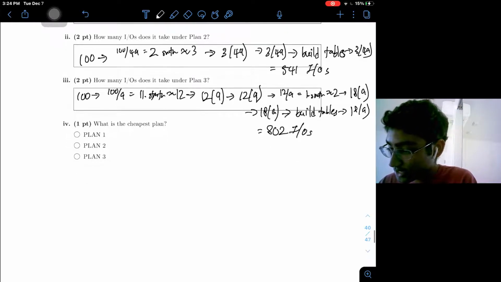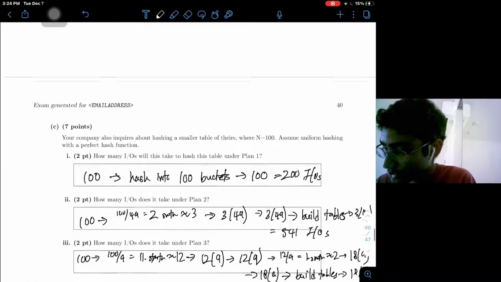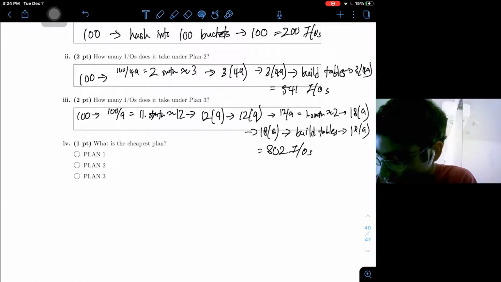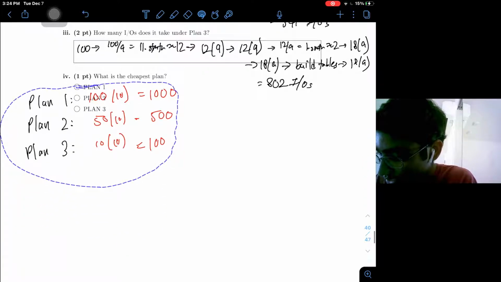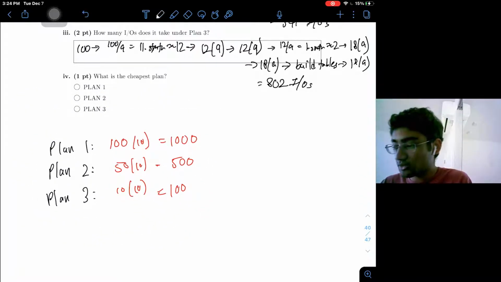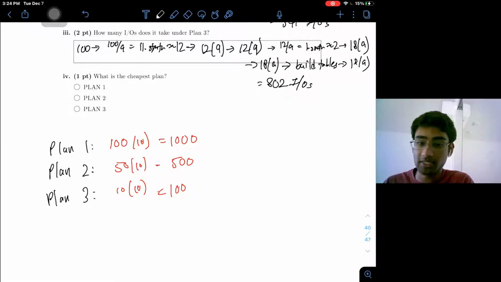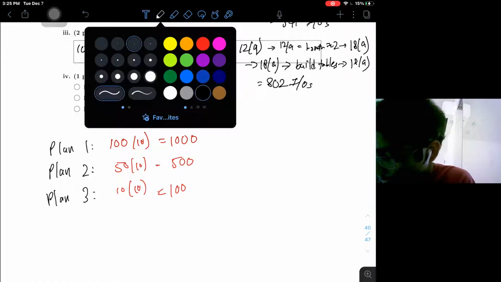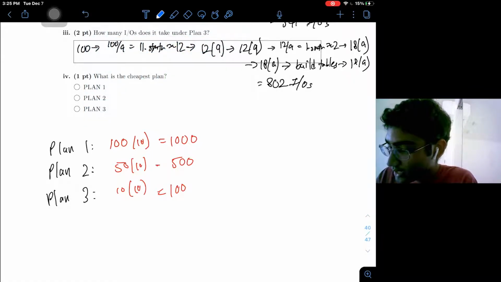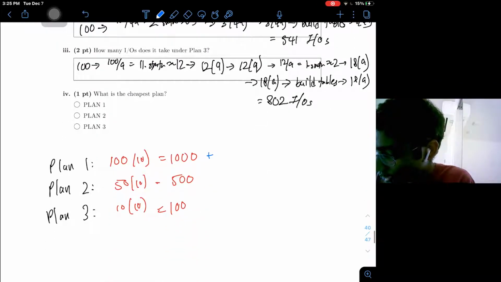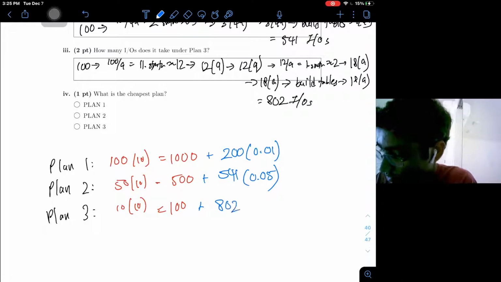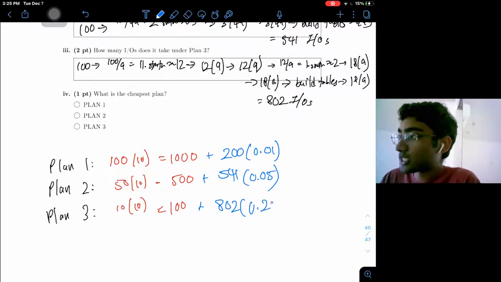So now let's calculate the cheapest plan. So here we can just paste the previous analysis, because again, the only thing that's changing is the IO cost, but not the actual cost of the buffer pages themselves. So now let's just plug this in. So we have 200 IOs for plan 1. Each of these are 1 cent. Then we have 541 IOs for plan 2. Each of these are 5 cents. Then we have 802 IOs for plan 3, and each of these are 25 cents.